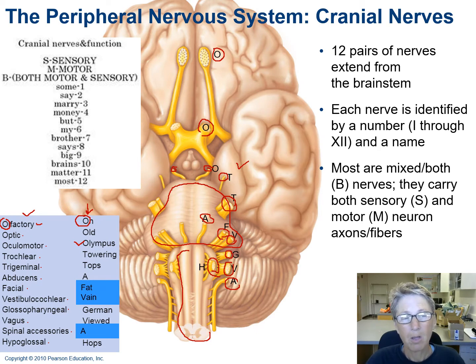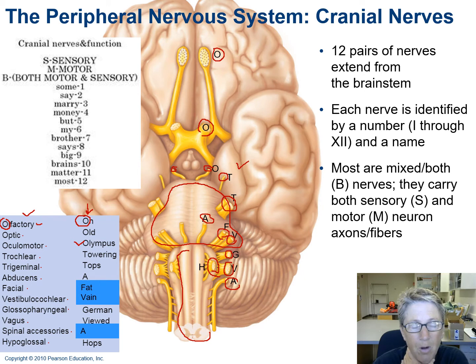There's another mnemonic to help you remember if the cranial nerve is purely sensory, meaning it only has sensory afferent axons in it, or if it's purely motor, that would be an M, meaning it only has motor efferent axons traveling in it. Or a cranial nerve can have both sensory afferent axons and motor efferent axons. Here's a mnemonic to remember that, and you can find mnemonics online, one that you might like.